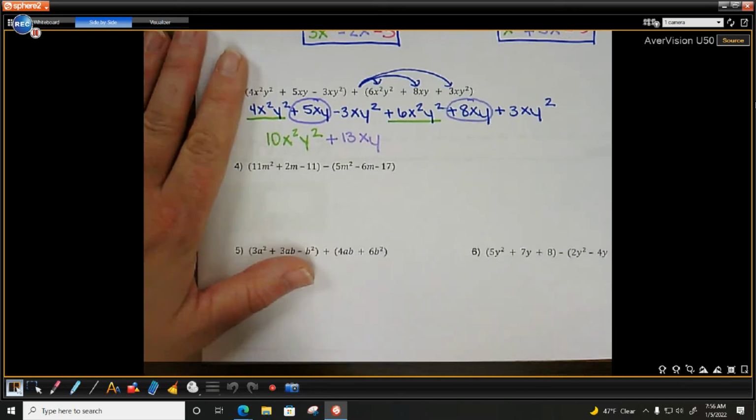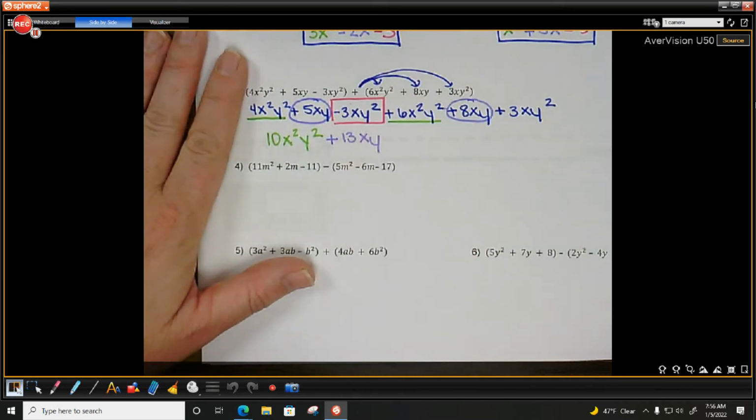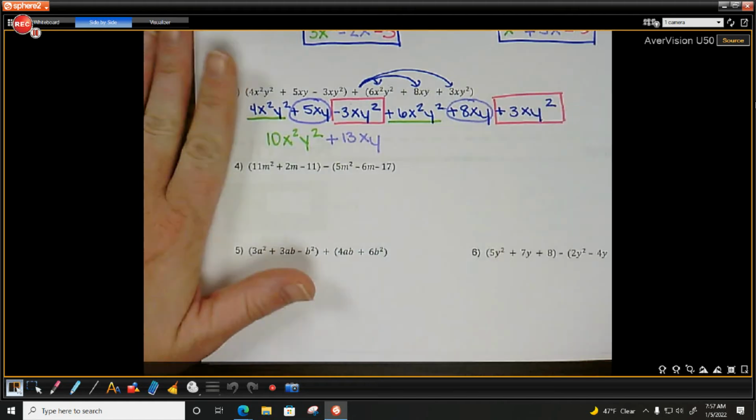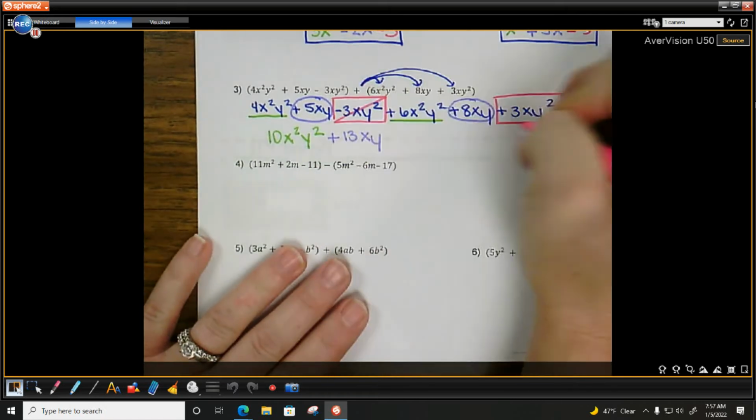Next, I'm going to box. Negative 3xy squared. Do I have another xy squared term? Plus 3xy squared. So it's negative 3 plus 3. 0. They cancel each other out, so I don't have to write that term at all. They're gone.